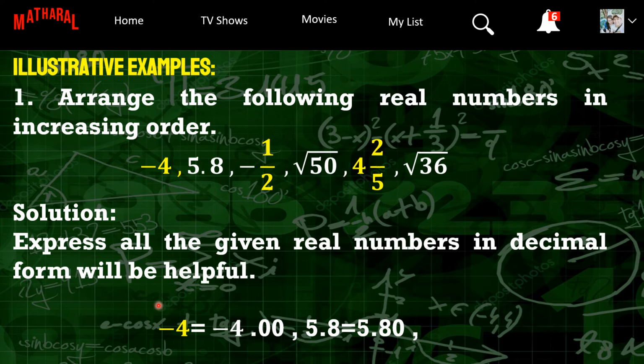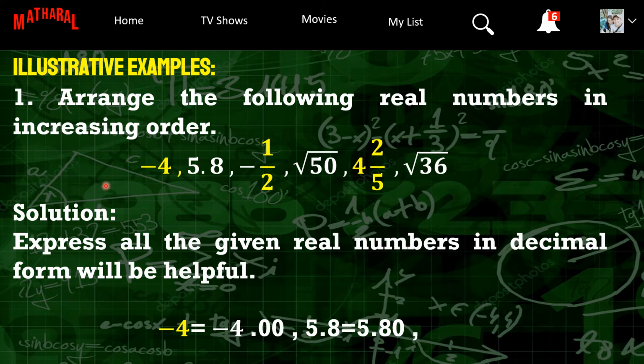And now let's have our illustrative example. We're asked here to arrange the following real numbers in increasing order. As you know, real numbers is the totality of our lessons from first week to fourth week of quarter 1 in Mathematics 7. So, ito po siya para lang po tayo magre-review to sum up and to give some emphasis on the types and the applications of real numbers. So, let's do this.